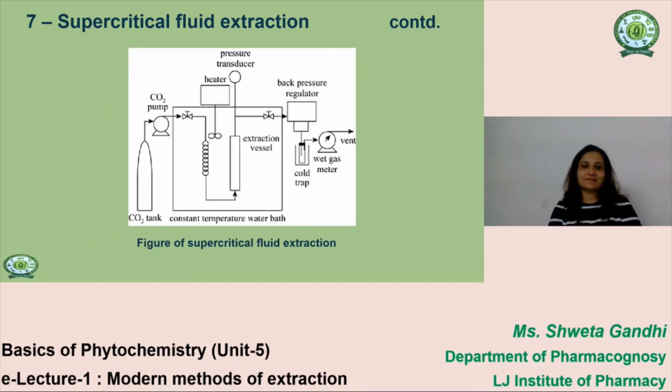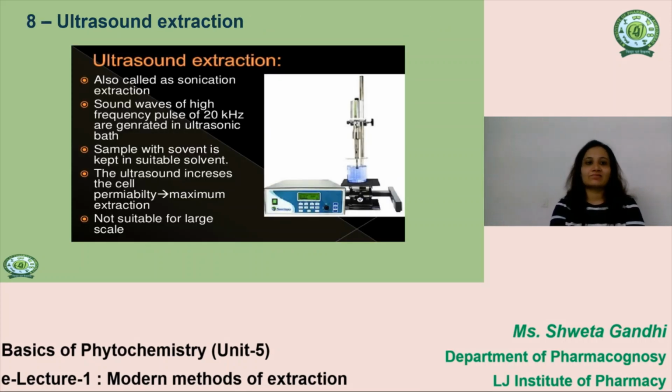Here I am showing you the assembly for supercritical fluid extraction. The most important parts are the carbon dioxide tank and the heater. Pressure gauges are there to maintain the pressure, then the extractor, collecting the filtrate, and the vent. These are the assembly for supercritical fluid extraction.